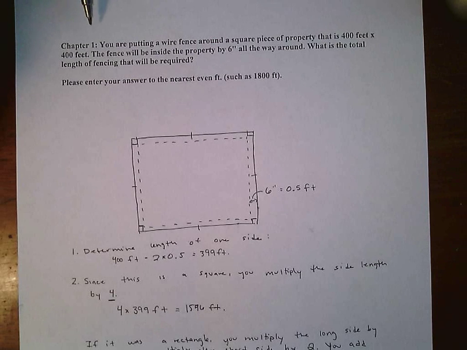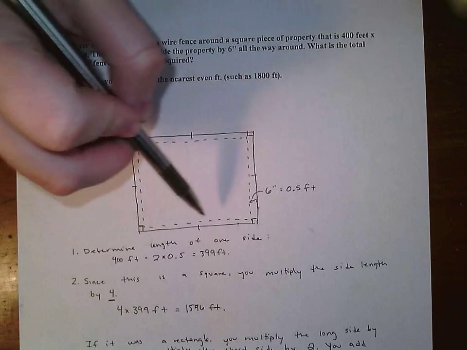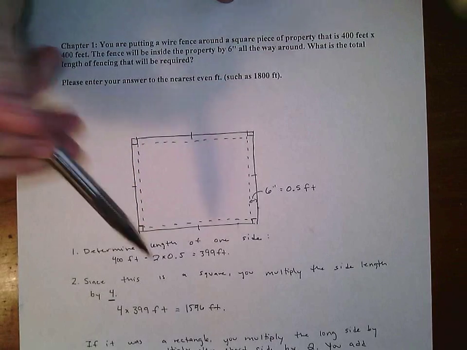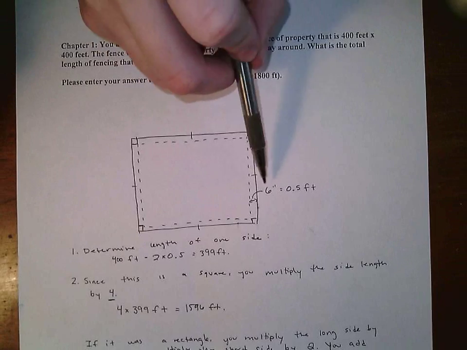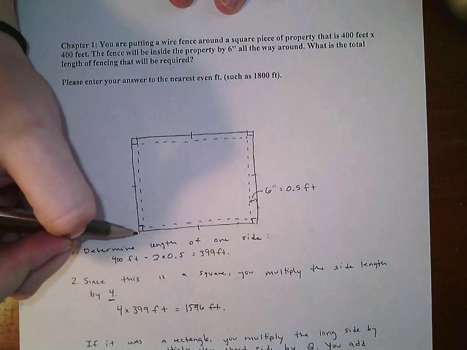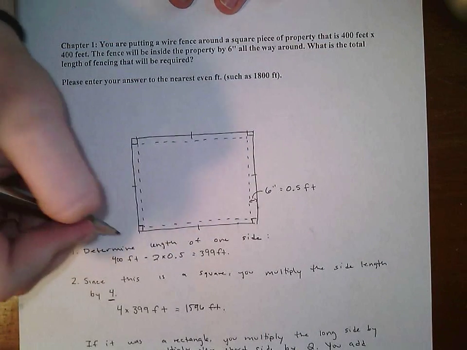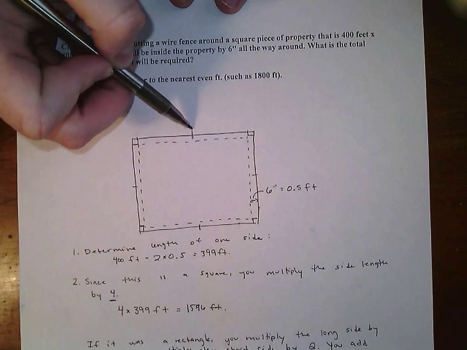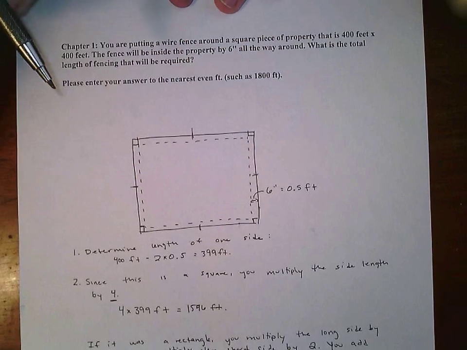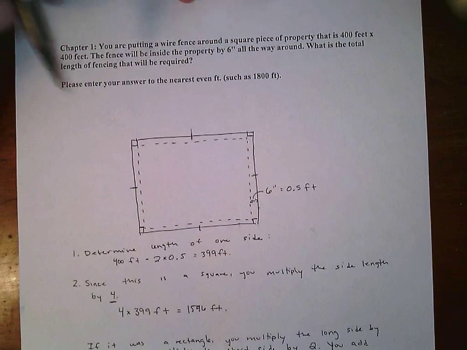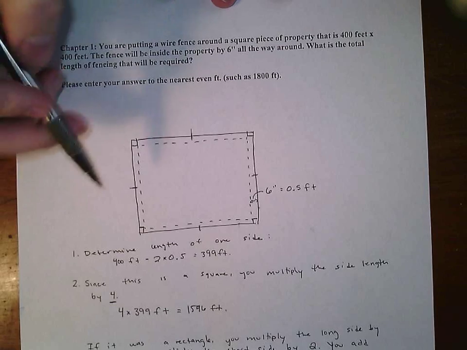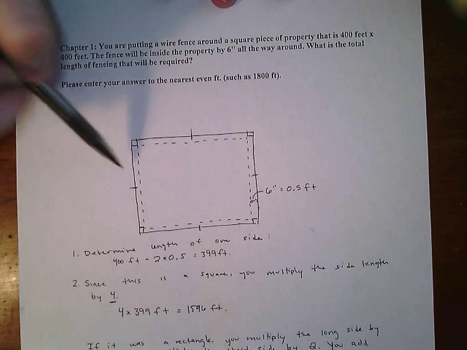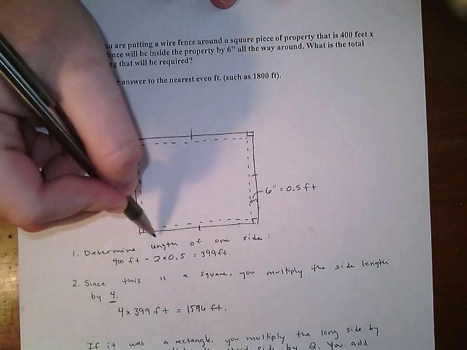So the first question is just going over trying to figure out how much fencing you will want to put in a square property when the fence itself is actually put in about 6 inches. So here I have drawn the property itself. Just so everyone knows, these tick marks are just saying that each side is actually equal in distance. So all of them are 400 feet long. So 400 feet, 400 feet.